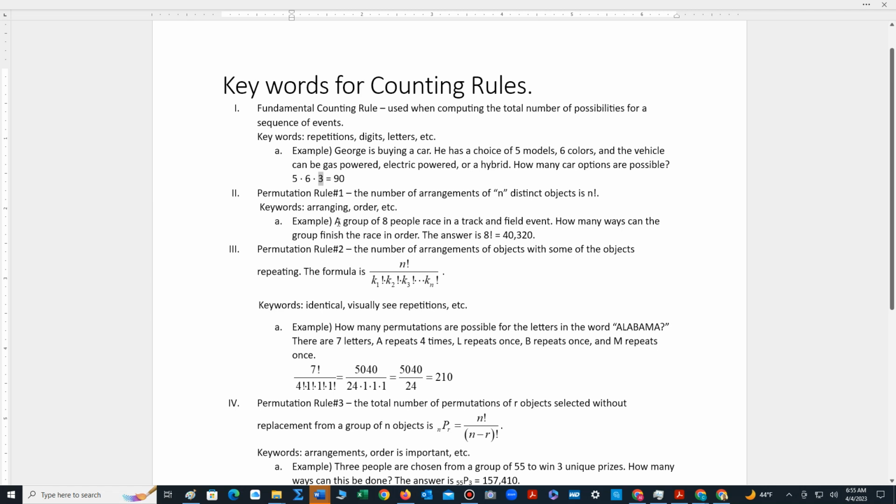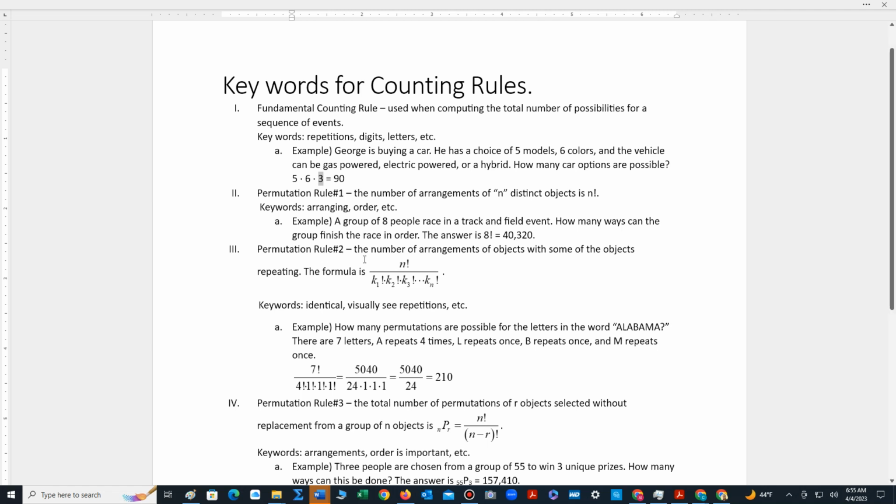So here's our example. A group of 8 people race in a track and field event. How many ways can the group finish the race in order? The answer is 8 factorial, 40,320 different ways.